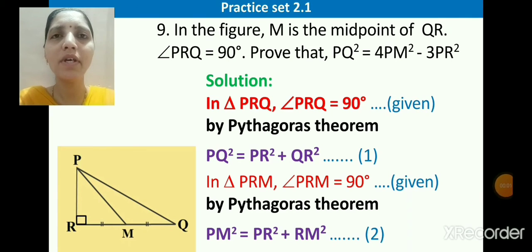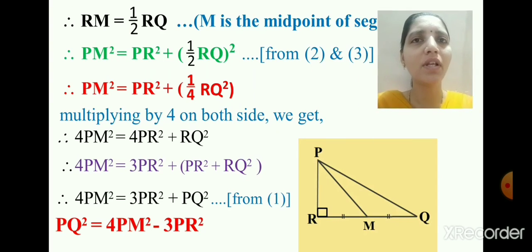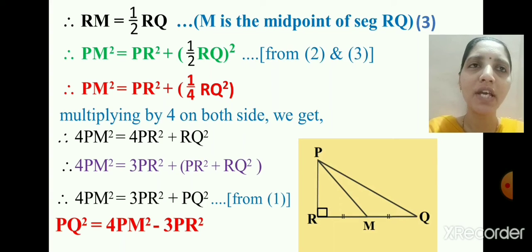Now M is given as midpoint of side QR. That means in equation 2, instead of RM, we can write half of QR. So let's write down. Therefore, RM is equal to half of RQ. Reason you will write as M is the midpoint of side QR. Write this equation as equation 3. Now let's substitute this value in equation 2. We get PM square is equal to PR square plus half of RQ the whole bracket square. Write the reason as from equation 2 and 3.